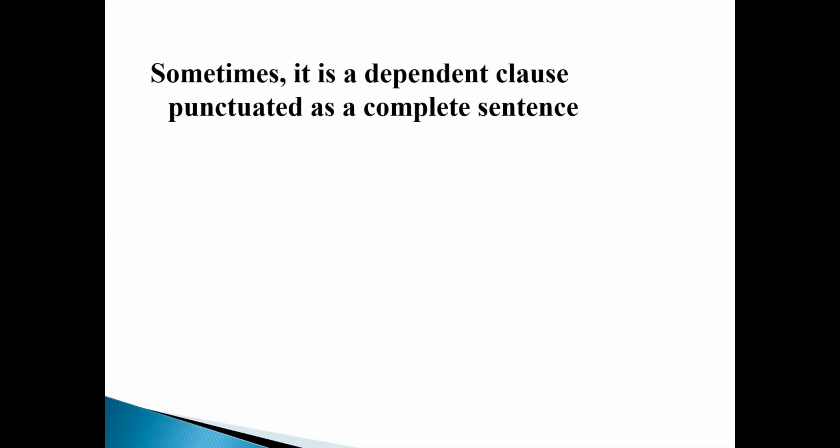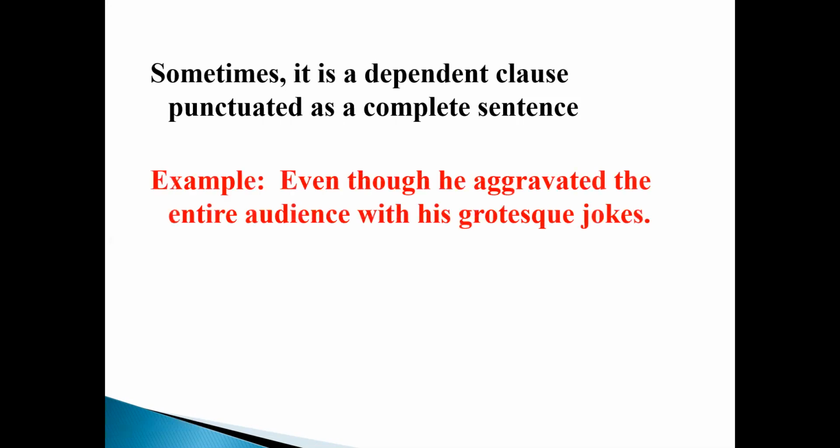Sometimes it's a dependent clause punctuated as a complete sentence. And to understand that terminology, let's cover the idea of an independent clause versus a dependent clause. An independent clause is a subject and a verb that makes a complete sentence. But a dependent clause is a subject and a verb that does not make a complete sentence. So we said a fragment might be missing a verb, or it might be missing a subject, or it might have the subject and verb, but it's a dependent clause and not an independent clause.